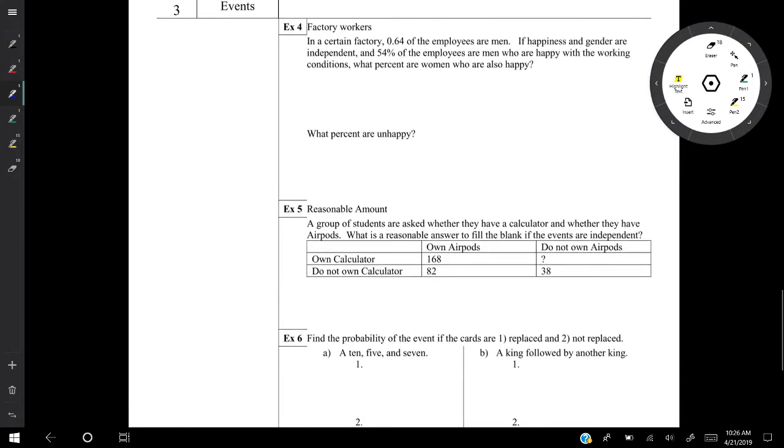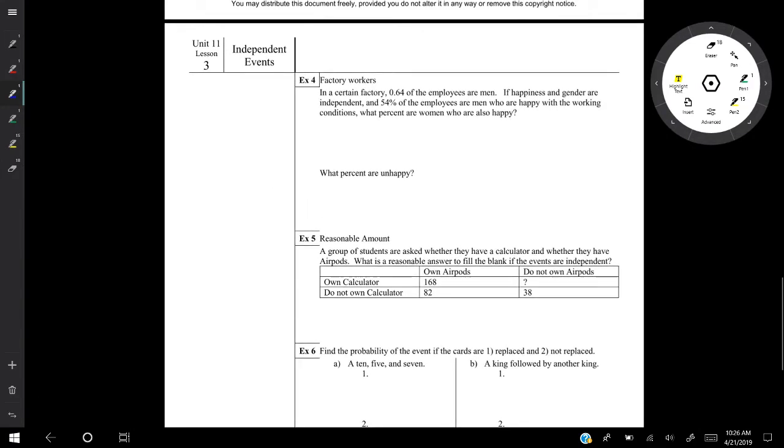All right, we're almost done. Super quick. In a certain factory, 0.64 of the employees are men. If happiness and gender are independent, and 54% of the employees are men who are happy with the working conditions, what percent are women who are also happy?